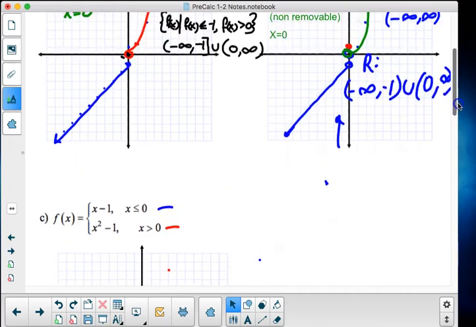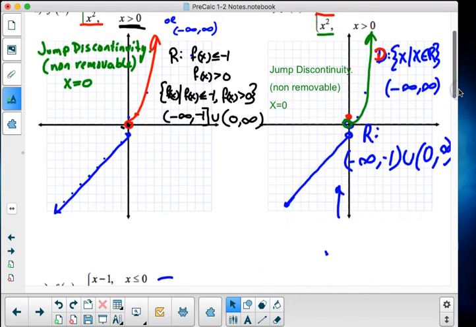Y'all got C to see if we got it. Okay, I'm just going to leave this up to make sure people get it. You guys go ahead, graph C. See how you're doing. Y'all got C.